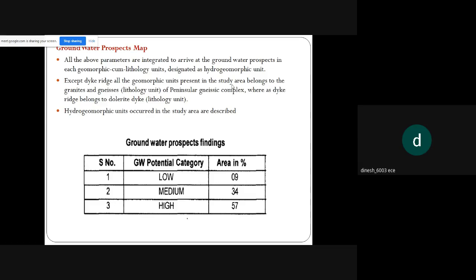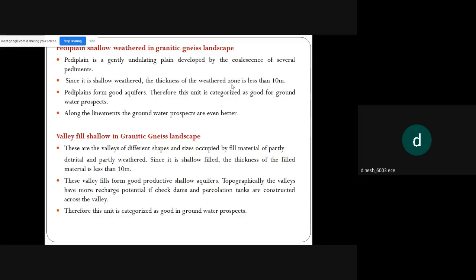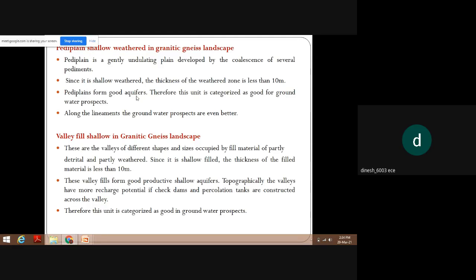The hydrogeomorphic units occurring in the study area are also described here. So let us see what they are. The first one is the peneplain, shallow weathered, in granite gneiss landscape.